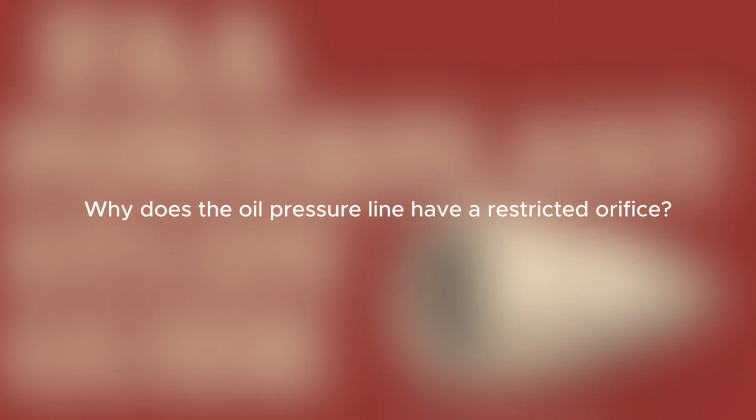How is oil pressure kept at the correct level? A pressure relief valve automatically senses when the oil pressure is too high and redirects extra oil back to the sump to keep it steady. Why does the oil pressure line have a restricted orifice? That small restriction helps smooth out pulsations from the oil pump, giving the pressure gauge a steady reading.